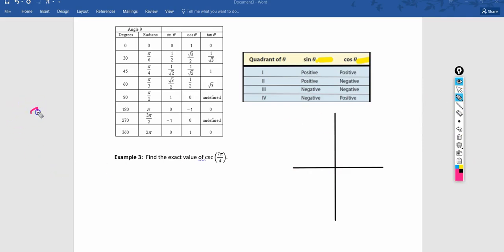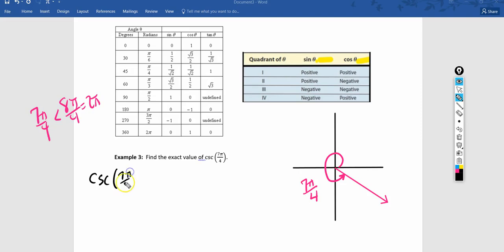And what can we say about 7 pi over 4? It's a little bit less than 8 pi over 4, which is 2 pi. And 2 pi is a full revolution. So it's just short of a full revolution. So 7 pi over 4 is going to be about there. The main thing I'm concerned with is I get the correct quadrant. So that's what my angle 7 pi over 4 looks like. And now we're meant to find cosecant of 7 pi over 4.